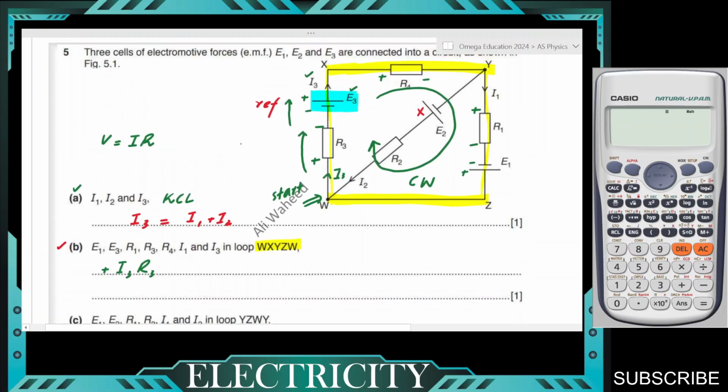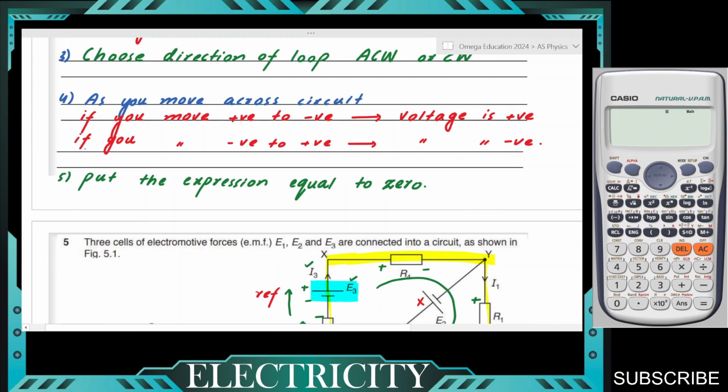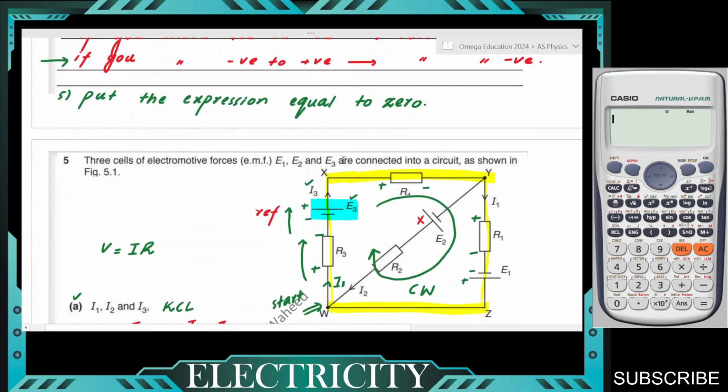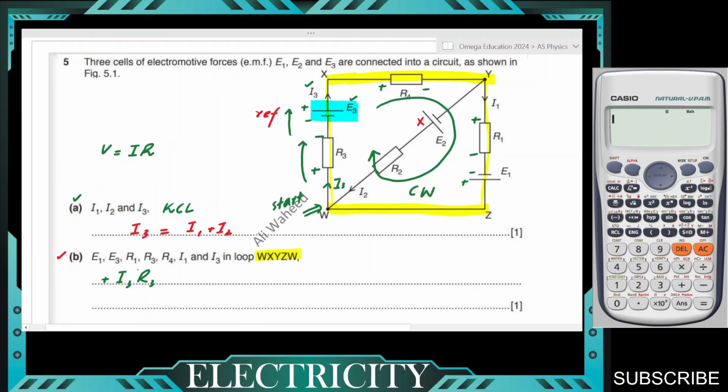So this is what the fourth pointer is all about. If you go from negative towards positive, the voltage would be negative. So let's write minus E3. So done till here.